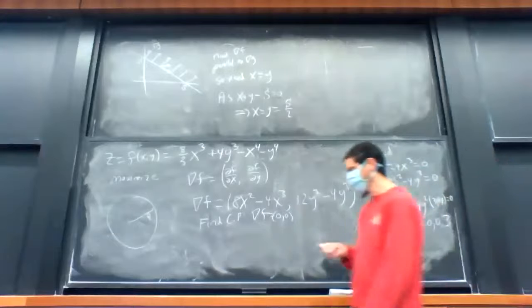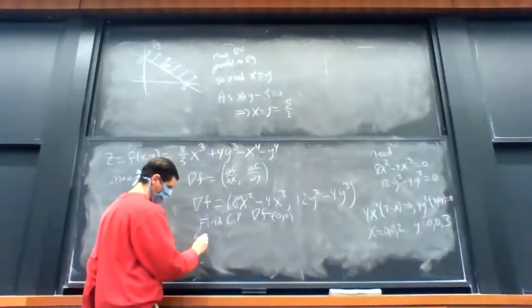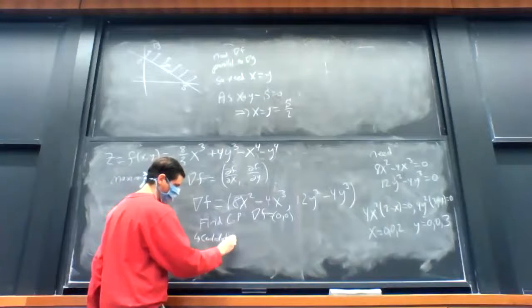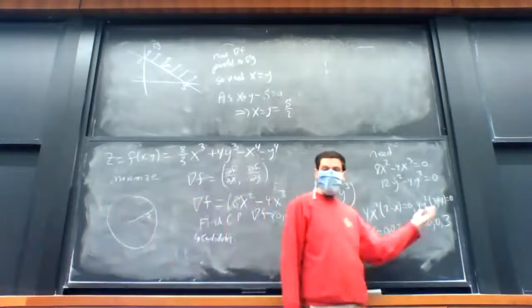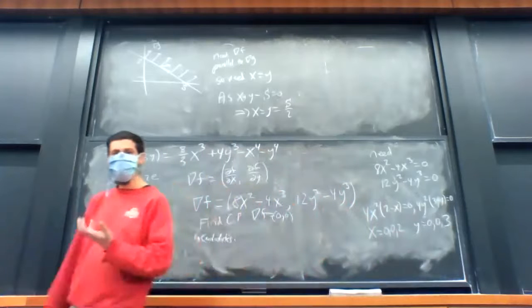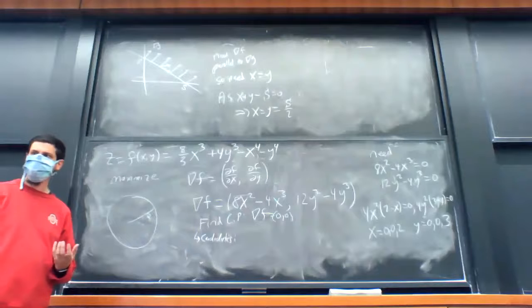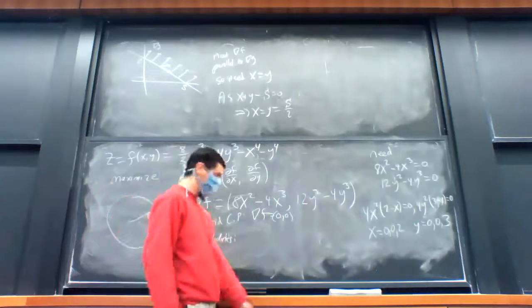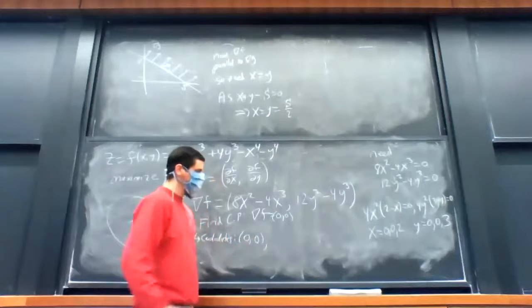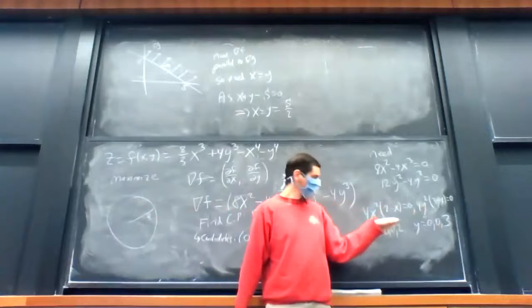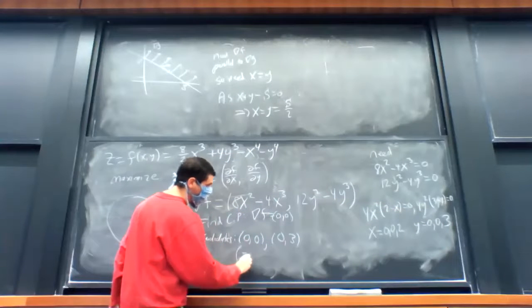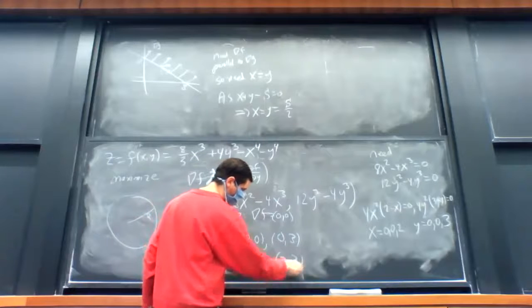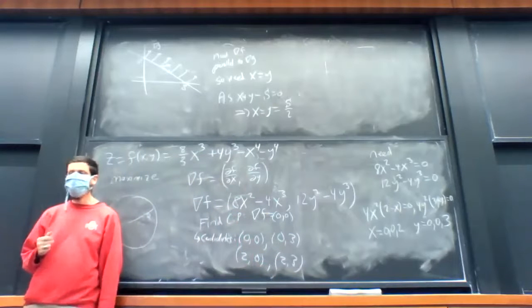So what are my candidate points to check? The first one tells us x is either 0 or 2, and the second one tells us y is either 0 or 3. So what are the possibilities that I have to study? The main thing is you want to make sure you don't miss anything. So I chose x equals 0, y equals 0. The next one I'll do x equals 0, y equals 3. Then x equals 2, y equals 0. And finally, x equals 2, y equals 3. So there are four points that I need to check.